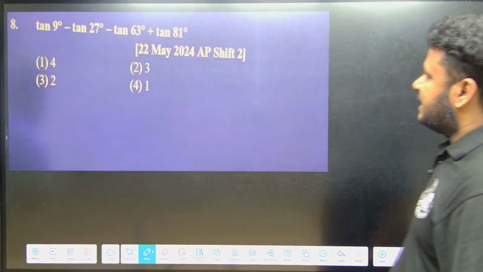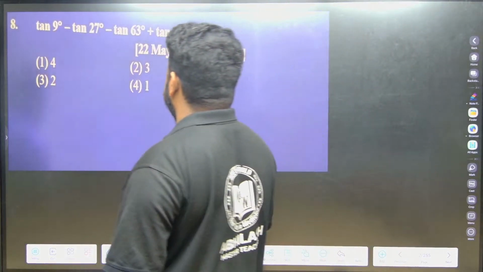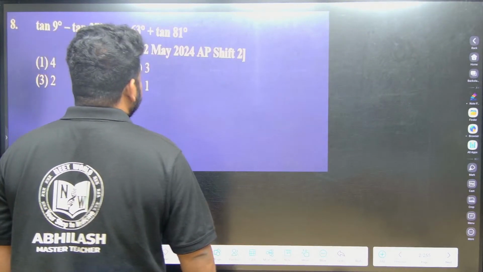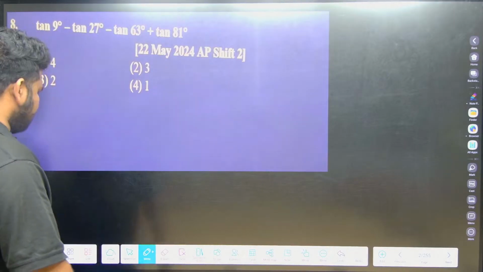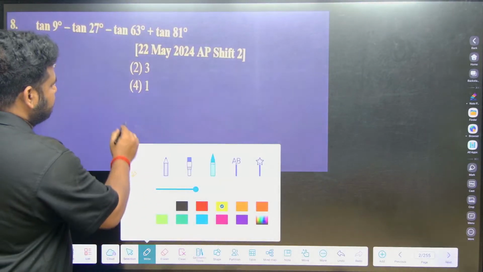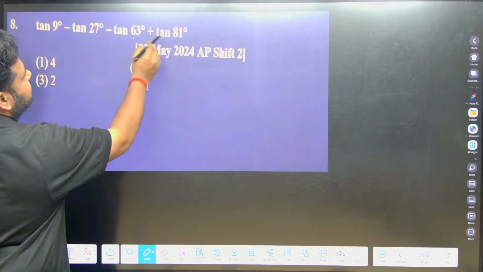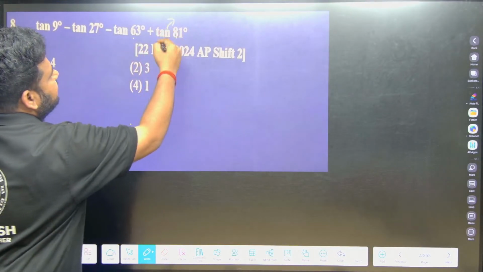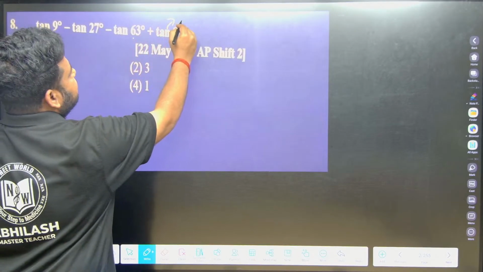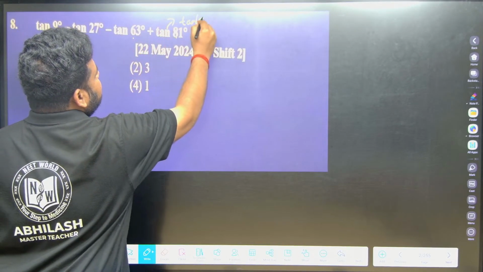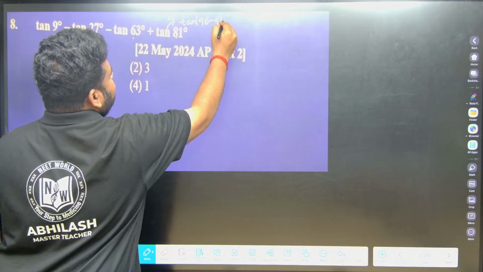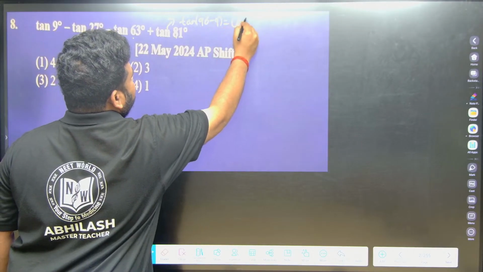Before coming to this question, let us have a look at this question. They have given tan 9 degree minus tan 27 degree minus tan 63 degree plus tan 81 degree. Here it is all about complementary angles, the interplay of complementary angles. Tan 81 degree, if I apply complementary angles, I can write as tan 90 minus 9. Tan 90 minus theta is cot theta. So this will become cot 9 degree.